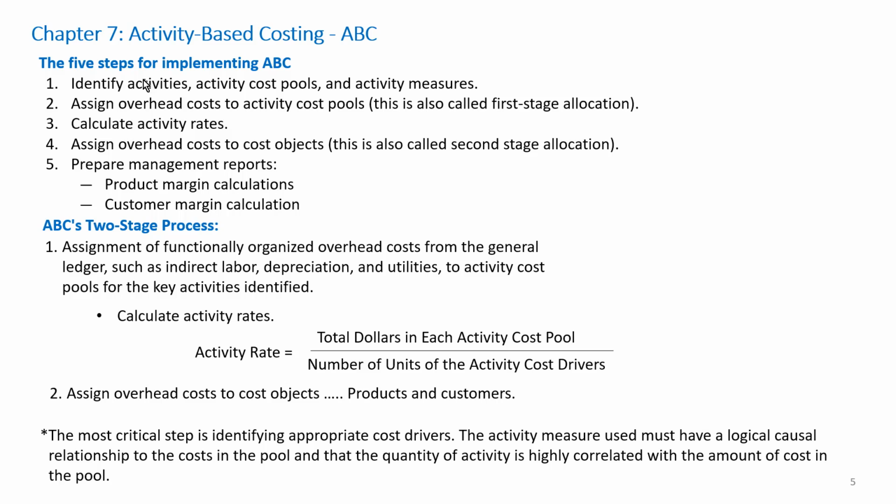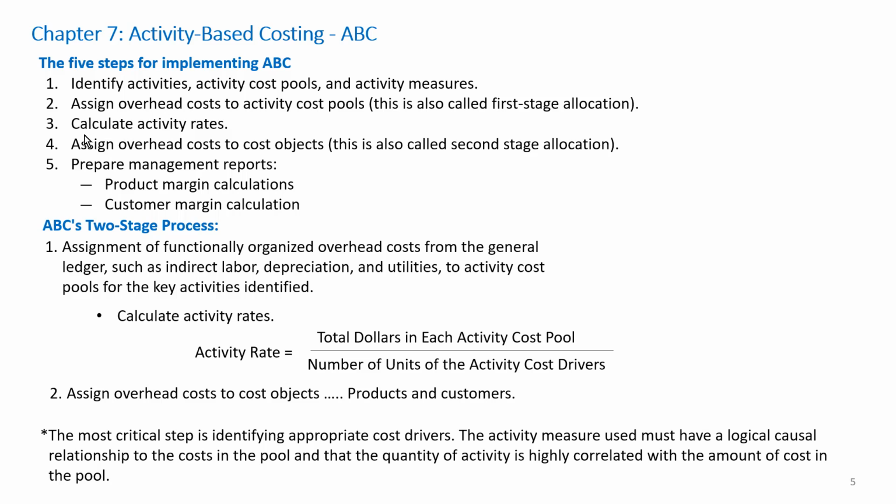Now that we have a basic understanding of what activity pools are and what we mean by activity measures or cost drivers, let's talk about the 5 steps for implementing an ABC system. So our first step will always be to identify the activities and the activity cost pools as well as their activity measures. We have to know that to start the process. Second, we'll assign overhead costs to activity cost pools. This is referred to as the first stage allocation.